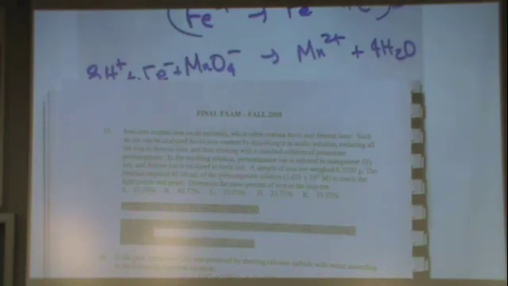Is that okay? Then it tells you that you have this molarity and these milliliters and that molarity of the permanganate. And it wants you to calculate the percent mass of iron. So really, in order to do that, you need the moles of iron, and ultimately the mass. So you need to find this.